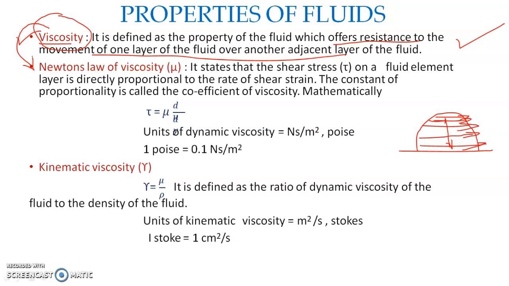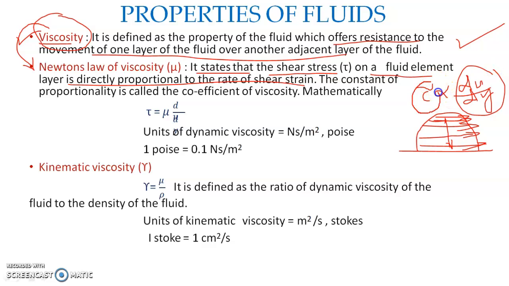That law is called Newton's law of viscosity. It states that the shear stress tau on a fluid element layer is directly proportional to the rate of shear strain. So this is the statement. Shear stress is called tau. According to this statement, the basic equation is: shear stress is directly proportional to the rate of shear strain, which means du divided by dy. This is called the rate of shear strain, du by dy.